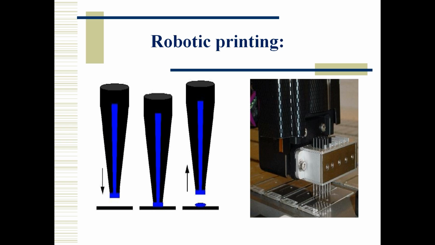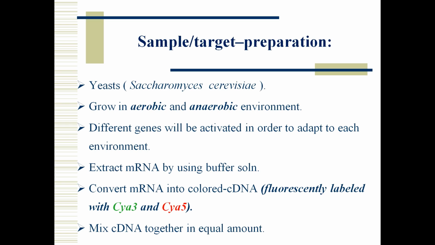Robotic printing is just like inkjet printers or color printers, which use ink technology. Like this, on the right side you can see the equipment which is used for robotic printing. And sample or target preparations are like this.